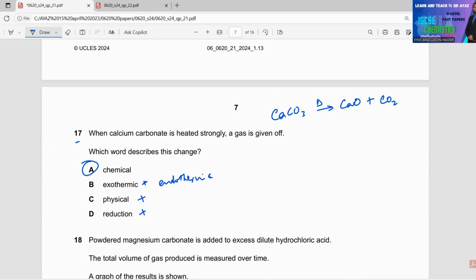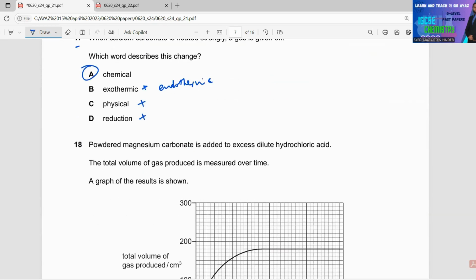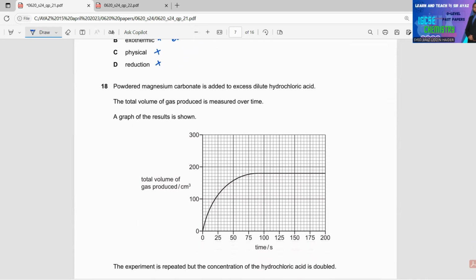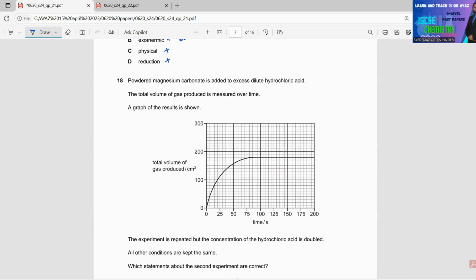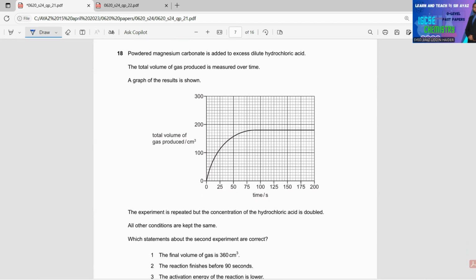18. Powdered magnesium carbonate is added to excess dilute hydrochloric acid. The total volume of gas produced is measured over time. A graph of the results is shown. Here's the graph. Now they are saying the experiment is repeated, but the concentration of the hydrochloric acid is doubled. All other conditions are kept the same. Which statements about the second experiment are correct?